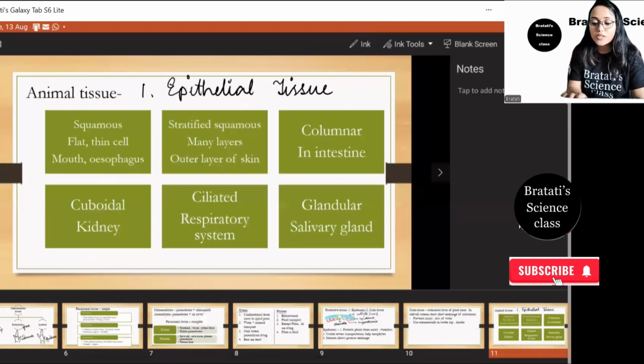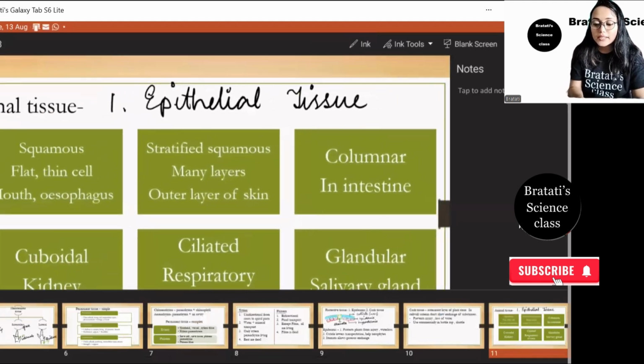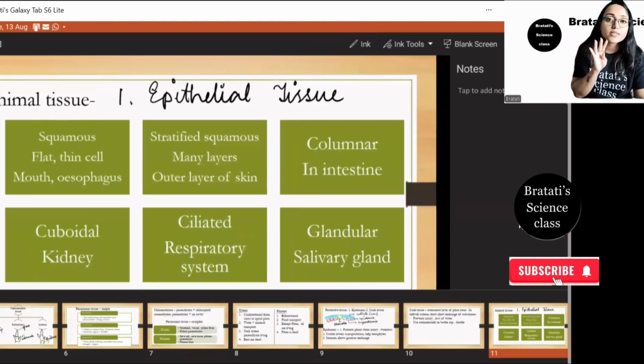So quickly we are moving to the animal tissues, and in animal tissues we know that there are 4 subdivisions. First let us go through epithelial tissues. The epithelial tissues can be squamous epithelium. Okay, squamous epitheliums are present in the mouth and esophagus.